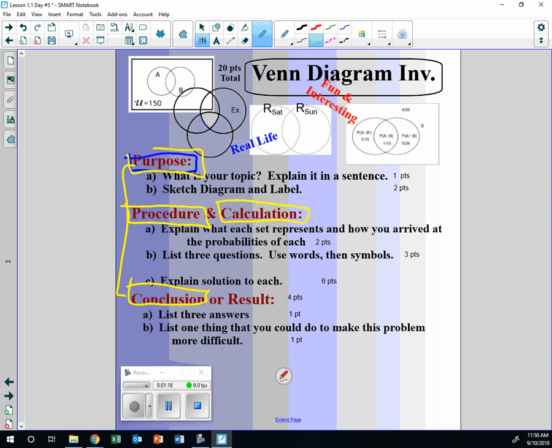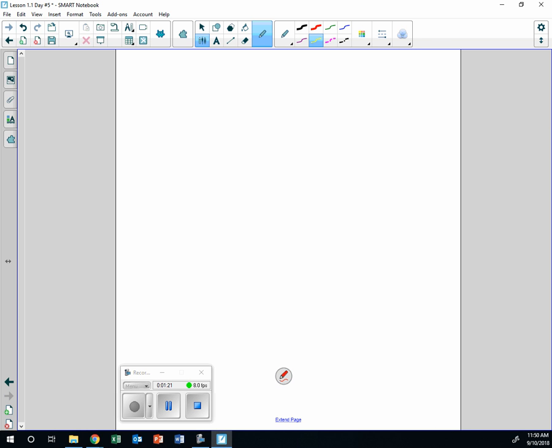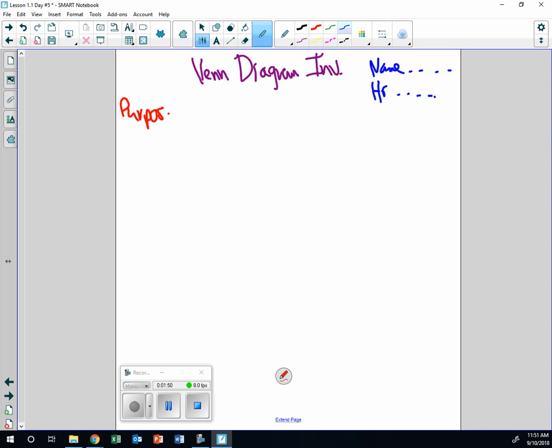All right, so with this one, all that you're going to do is go to a blank spot right now, and at the top, just put Venn diagram investigation. And we'll start kind of easy. This is an easy lab write-up that's due next Monday. You'll always get a week to do these. We'll start with your purpose. The purpose is going to involve what is it you're trying to find.